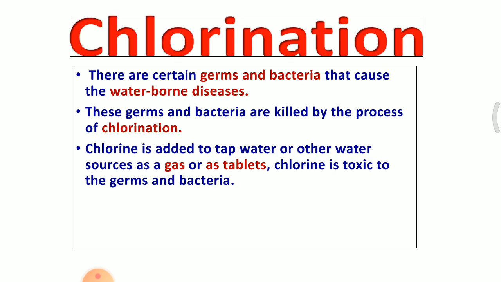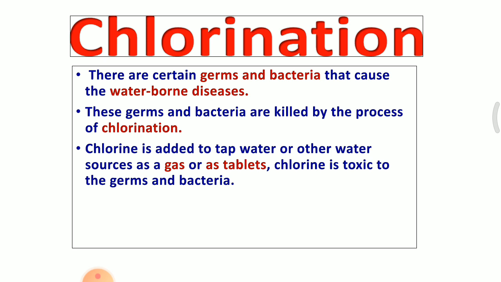The next method is chlorination. The chlorination method is also used to kill germs and bacteria present in the water. You know that germs and bacteria cause waterborne diseases. So these germs and bacteria are killed by the process of chlorination. So what is meant by the chlorination process? Chlorine is added to tap water or other water sources as a gas or as a tablet. Chlorine is toxic to the germs and bacteria.